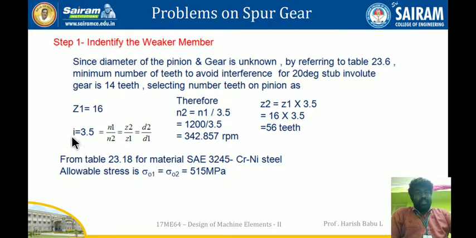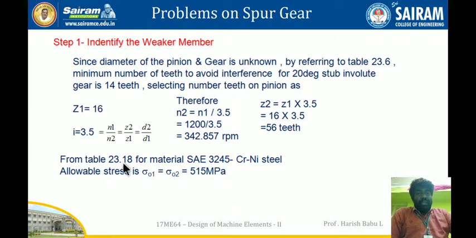We know that the velocity ratio i will be equal to N1 by N2, which equals Z2 by Z1, which equals D2 by D1. To find the speed of the gear, N2 will be equal to N1 divided by 3.5, so I am going to get 342.857 RPM. To find Z2, since I already assumed Z1 as 16, Z2 will be equal to Z1 into 3.5, so I am going to get 56 teeth.